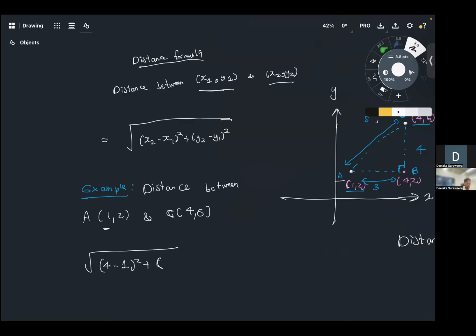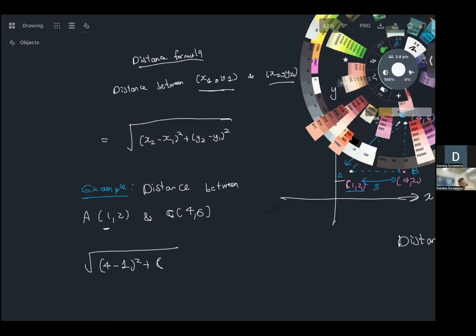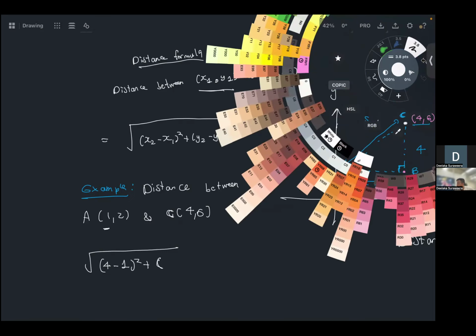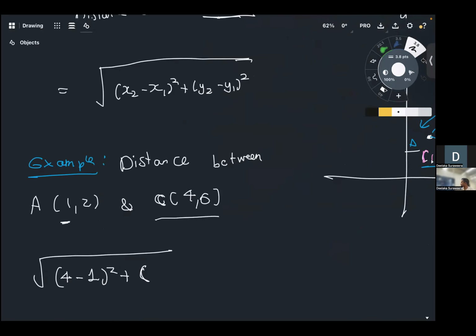Not 5. It's the y value of the second coordinate. So these are two coordinates, (1, 2) and (4, 6). Which one's the second coordinate? C, right? This one. What's the y value here? Oh no, that's 6. This is the y value.